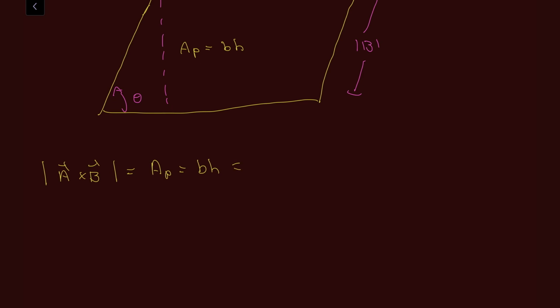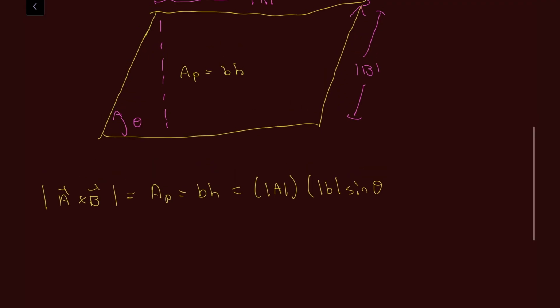Okay, so the base, simple. It's just the magnitude of A. The height, pretty simple too. It's B, the magnitude of B times sine theta. That's the height right here. That's just trigonometry. Cool, okay. So yes, it is obvious that the magnitude of this cross product is equal to the magnitude of A times the magnitude of B sine theta, which is the area of the parallelogram.